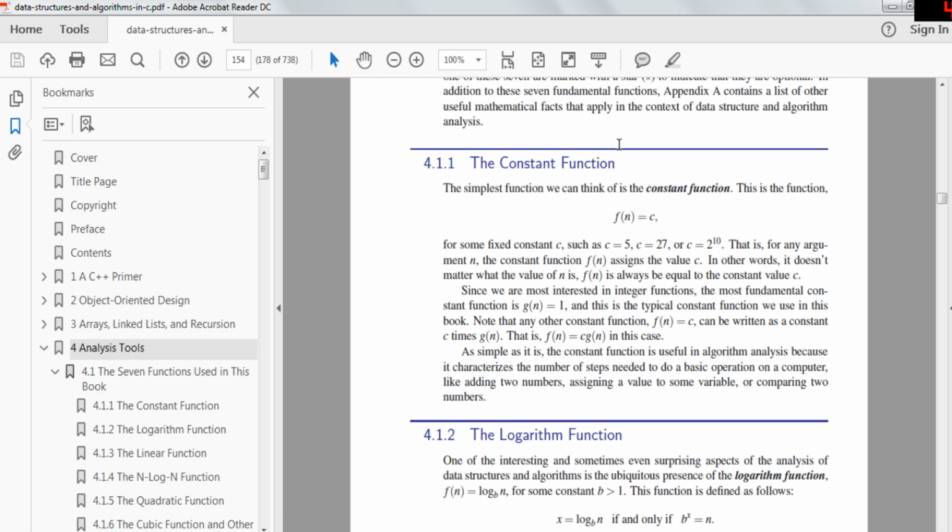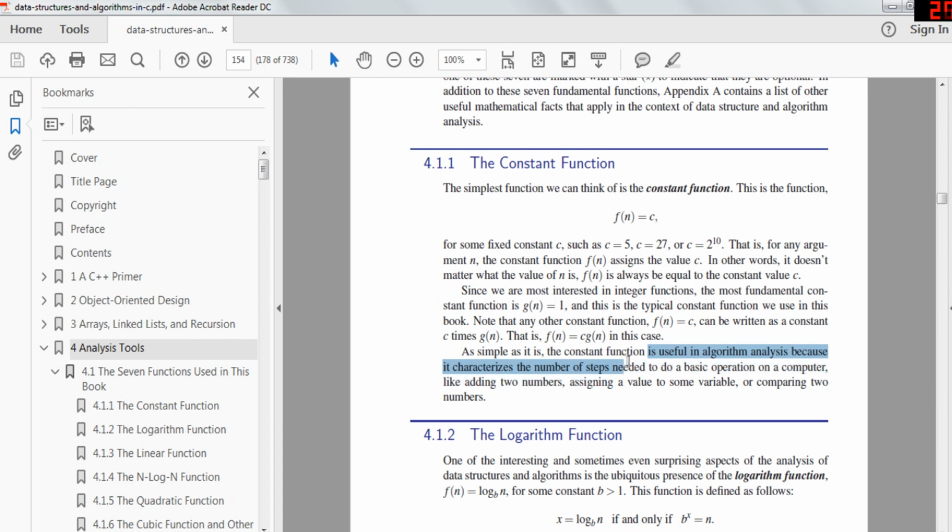This is a typical constant function, and we use this in the book. And note that, like any other constant function, f of n equals c can be written as a constant c times g of n. Thus, f of n can equal c times g of n. This is just saying that functions can be written as other functions times other functions. Okay, as simple as it is.